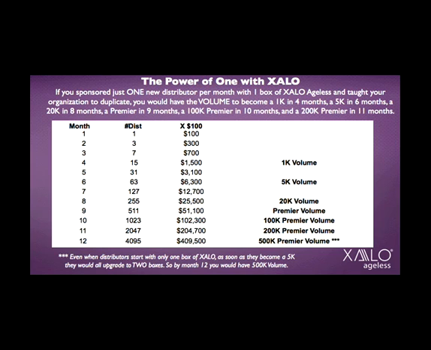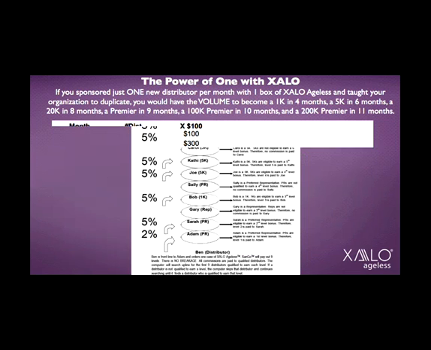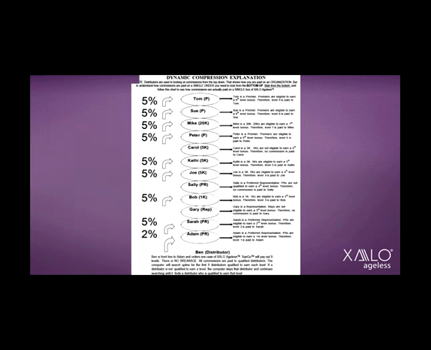Why has XANGO created, how did they create over 100 millionaires in their first 10 years? It's because of our compensation plan with this little feature called dynamic compression.